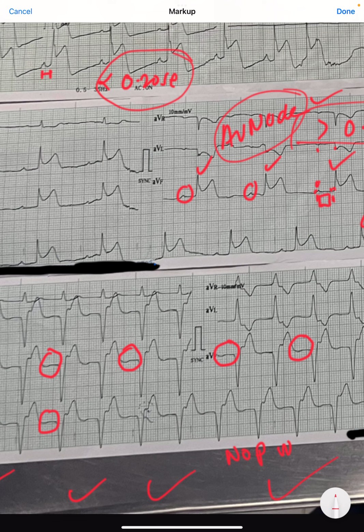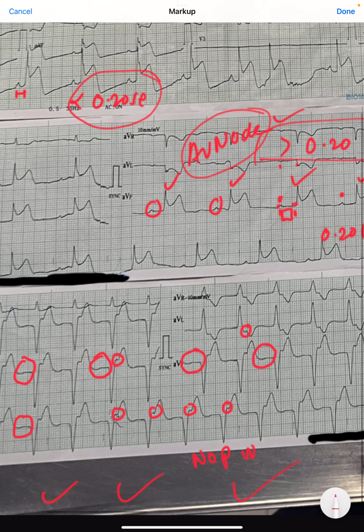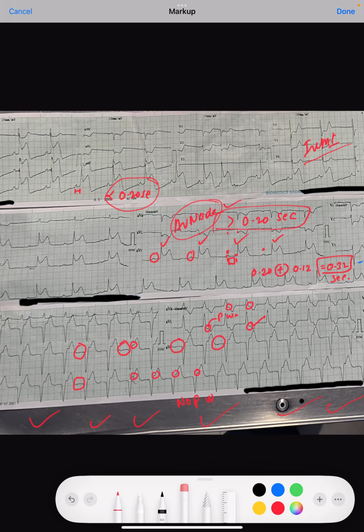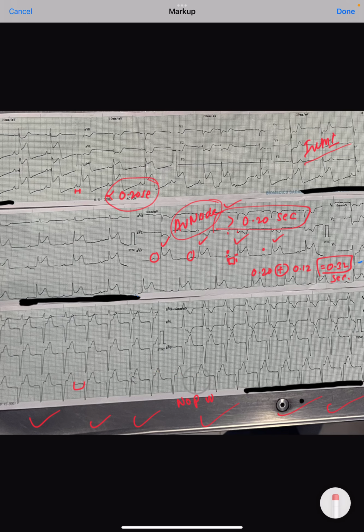Now that is a different thing, that here there is a P wave embedded in the QRS. Here you can see this is an embedded P wave. Here it is an embedded P wave. This is an embedded P wave. These are all embedded P waves. So in here, the P wave is not before QRS.